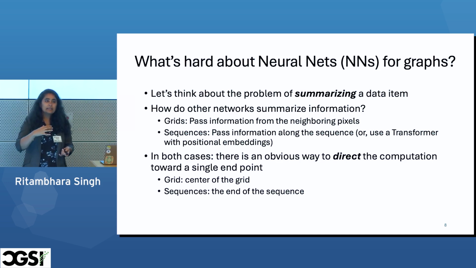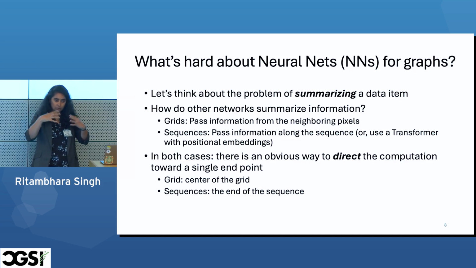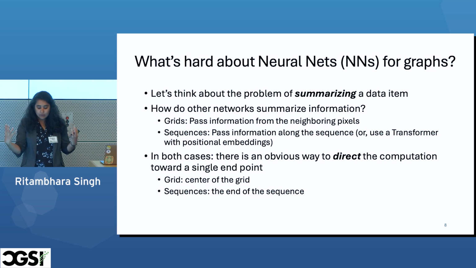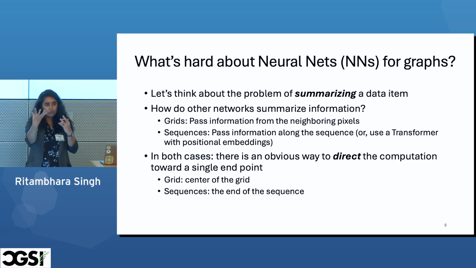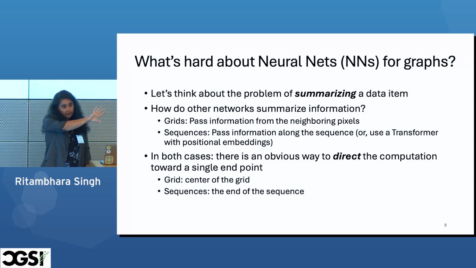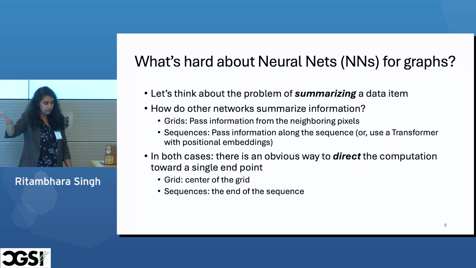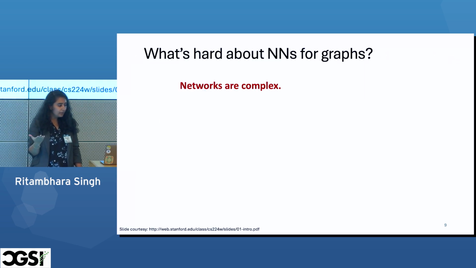And in both cases, there is an obvious direction, an obvious way to direct this computation towards a single point. In the case of a grid, you are directing information towards the center of the grid, so the center pixel. And in the case of sequences, you are directing information towards the end of the sequence. So these data structures are easier to deal with.